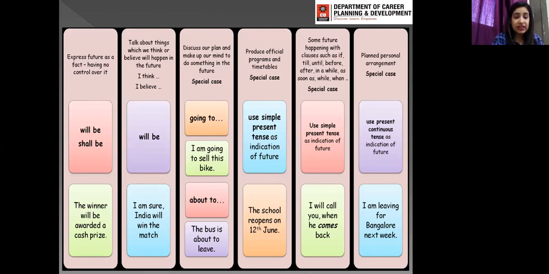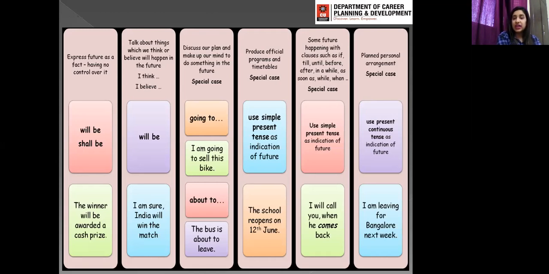So over here it includes expressing the future as a fact that we have already done. Next, it talks about the things that we think or believe will happen in the future. So whenever we say I think and I believe it is going to rain tomorrow, this is something that on the basis of your knowledge or on the basis of your instinct you are telling that it is going to happen in the future.